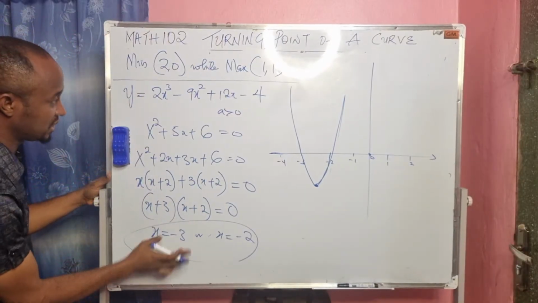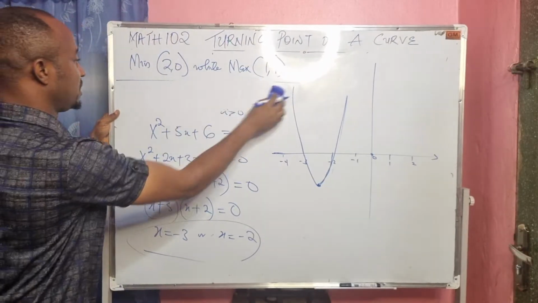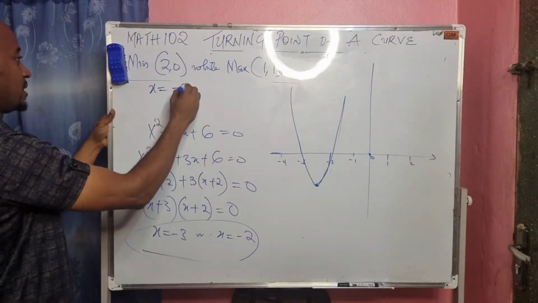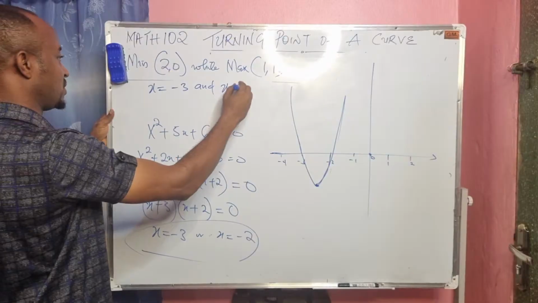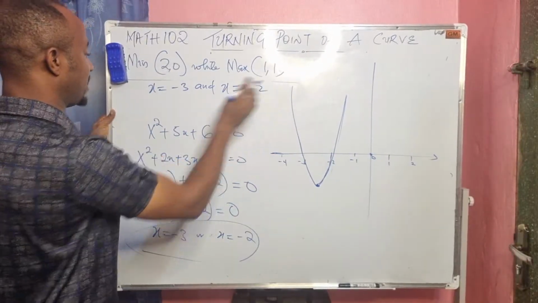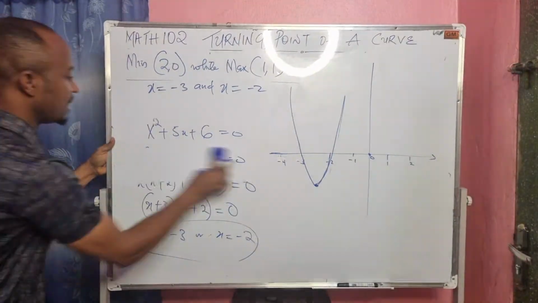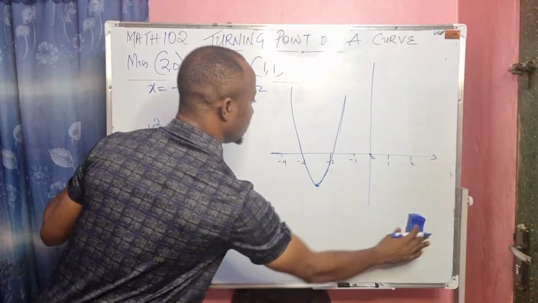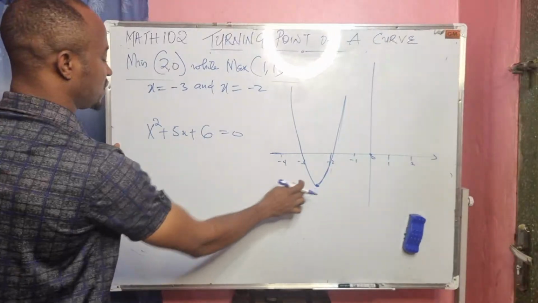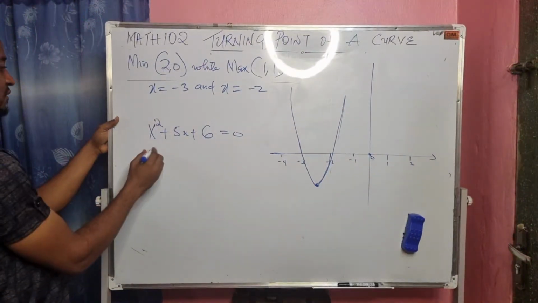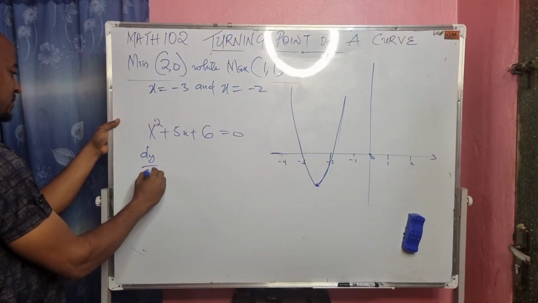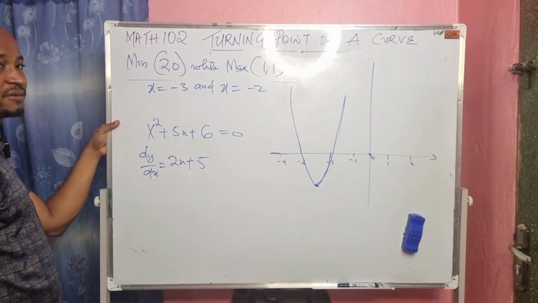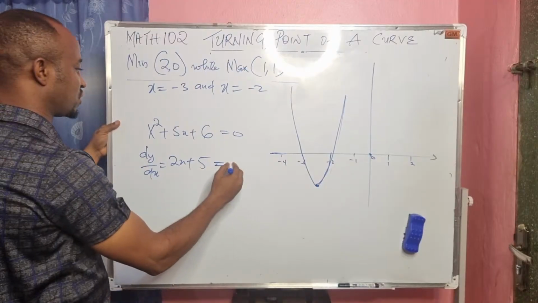Knowing that the roots of this function are x equals minus 3 and x equals minus 2, let's differentiate this first to get the coordinates of this point. That will give us dy/dx equals 2x plus 5. And the rule says we have to set this equal to 0.